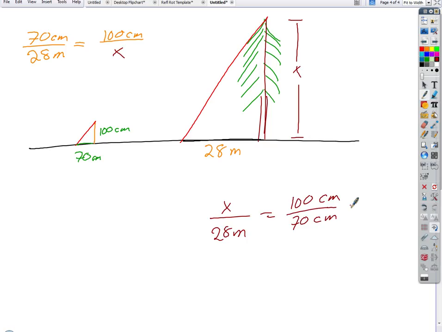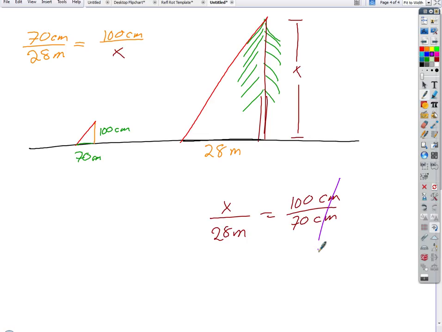If we exchange diagonally, what happens to these units? They cancel because we treat units like variables, right? So when they line up like that, they cancel. And so that tells us something important. It tells us that the ratio of the height to the length of the base is in the ratio 100 over 70, or 10 over 7. It doesn't matter what units you use, right? You see the value of that?